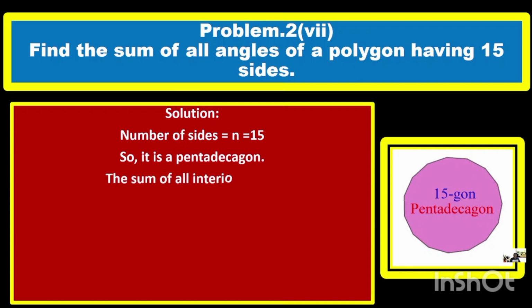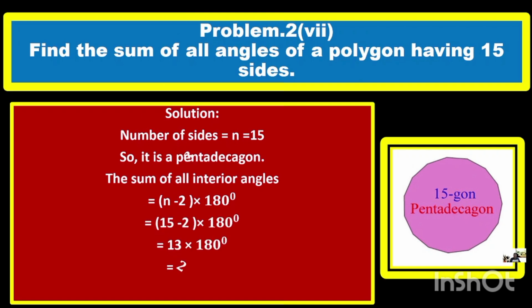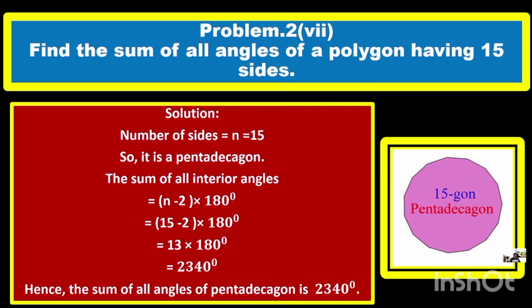The sum of all interior angles of a pentadecagon is (n minus 2) into 180, (15 minus 2) into 180, which is 13 into 180, 2340 degrees. Hence the sum of all angles of a pentadecagon is 2340 degrees. Some interesting problems we discussed here in this concept using the formula. If you remember the formula, you can find out the sum of all angles of any polygon having a given number of sides.